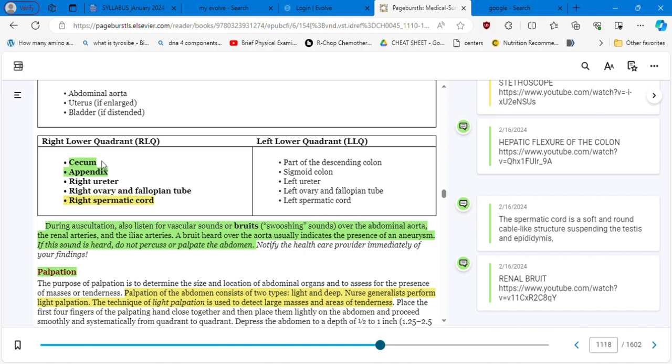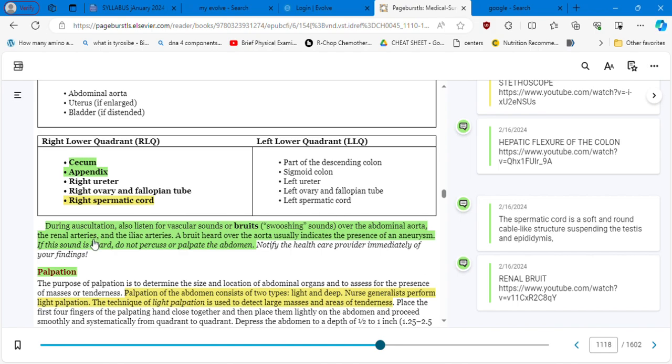Then you have the cecum and the appendix in the right lower quadrant, and then the sigmoid colon in the left lower quadrant, and the ovary and fallopian tubes on both sides.